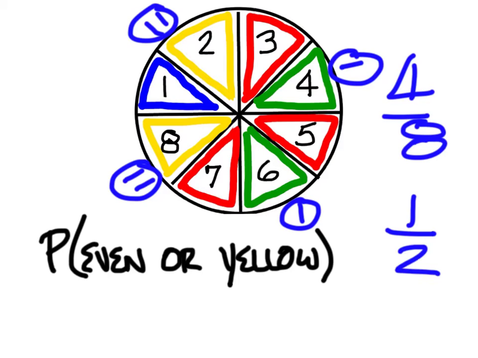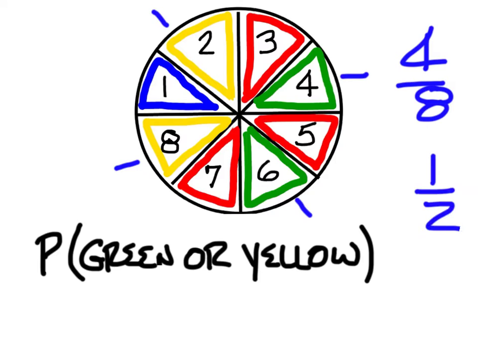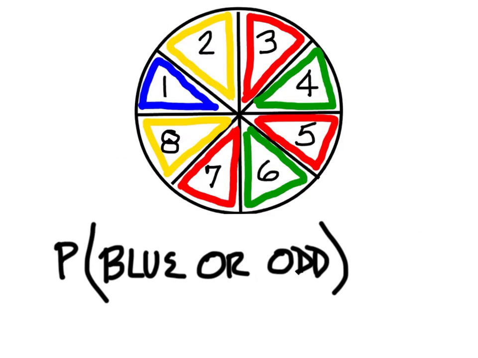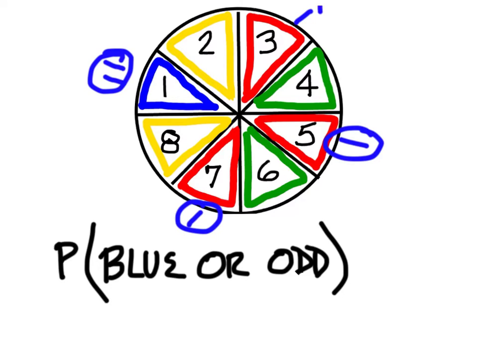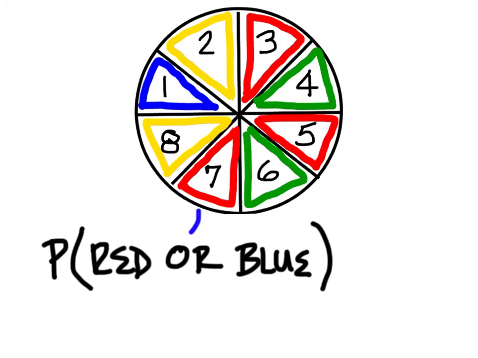Green or yellow. There's green. And then there's yellow. You have 4 of them. 4 over 8 would be 1 over 2. How many blue are there? 1. How many odd? There's 4 odd, but they overlap. So you don't have 5, you just have 1, 2, 3, 4. 4 over 8 would be 1/2. Red, and then blue. Again, popular answer today is 1/2.